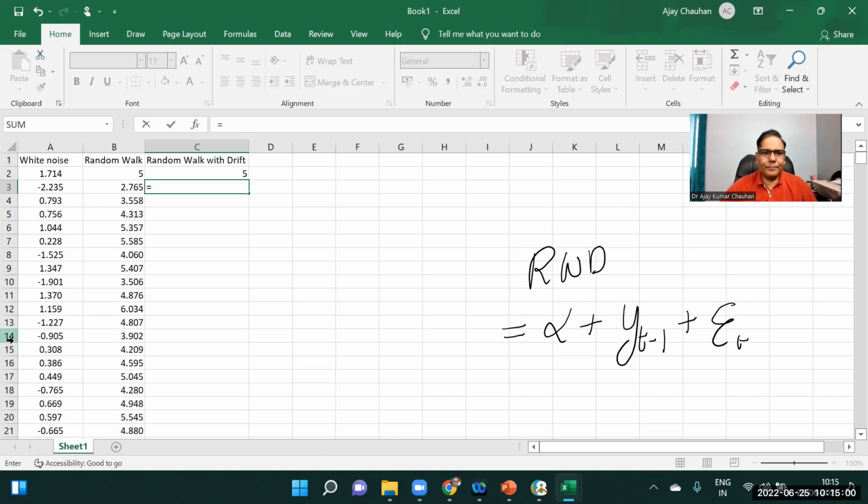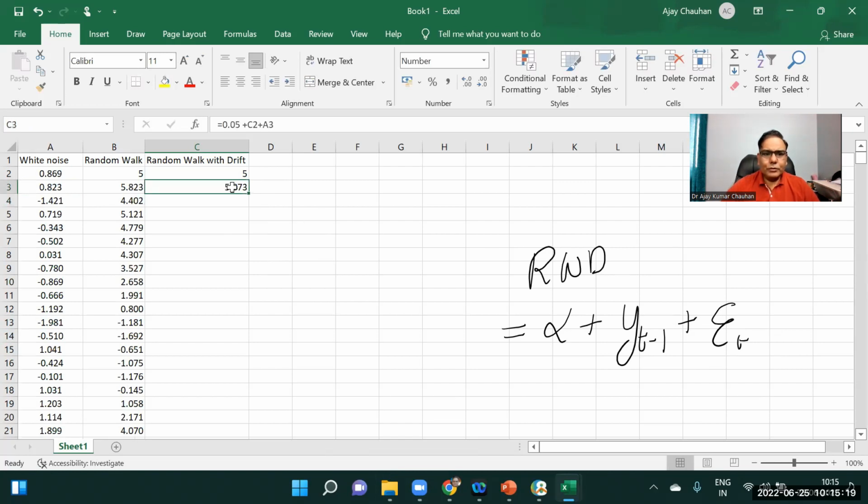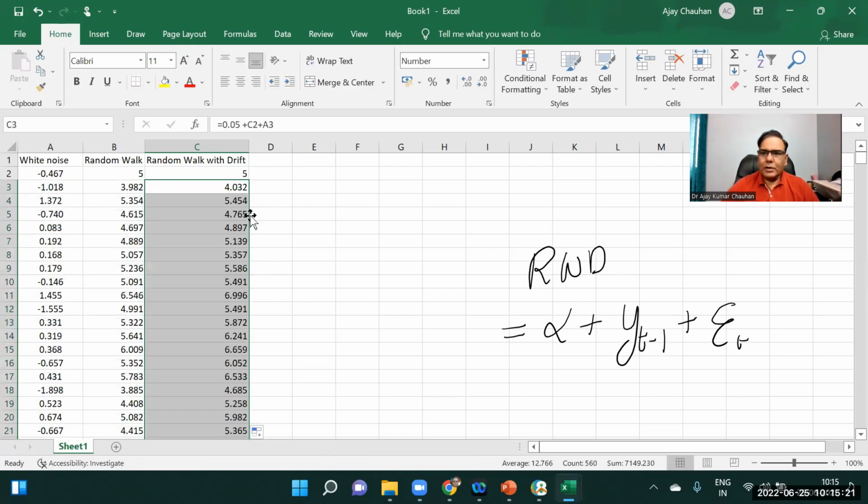So let's say drift is 0.05. This is the drift, plus the previous value is this, plus the error term is this. So this is my equation, random walk with drift, and let's plot it.